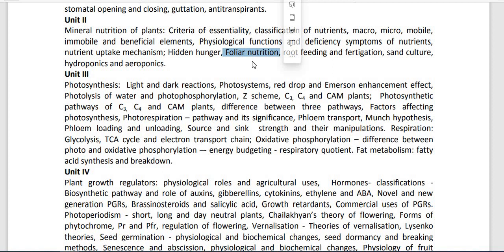Then foliar nutrition. Definitions for foliar nutrition, root feeding, fertigation, stand culture, hydroponics and aeroponics. You have to know what is what. That is the definitions of these areas for this unit 2.